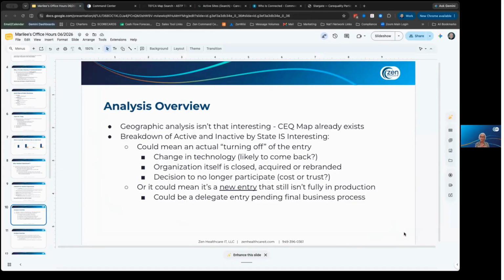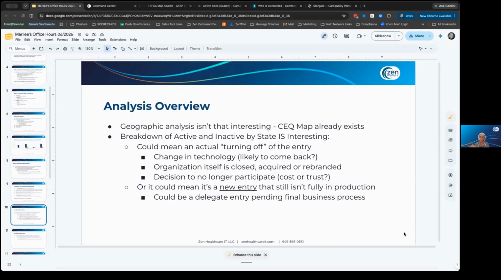So why would someone turn off network exchange? Well, they could have had a change in technology. They might be changing EMRs. They might have changed gateway providers if they're using a third party like Zen to access the network. And so they may temporarily be offline, only to come back later under a different EMR or implementer. It could be that the organization itself was closed, acquired, or rebranded, or they just flat could have decided to no longer participate. Maybe it cost too much, or maybe they started to have trust concerns.